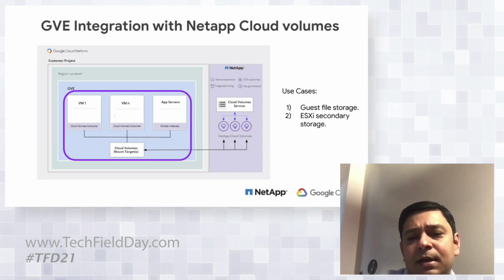The second use case is the ESXi secondary storage. Basically, the idea is that the NFS volumes can be mounted to the ESXi host and used as secondary storage for things like storing backup copies or storing templates and images in the VMware environment. I know there was a question before on the storage, and how you are working with third-party partners to provide other storage options to customers. So this is an example of what we are working with Netapp on.